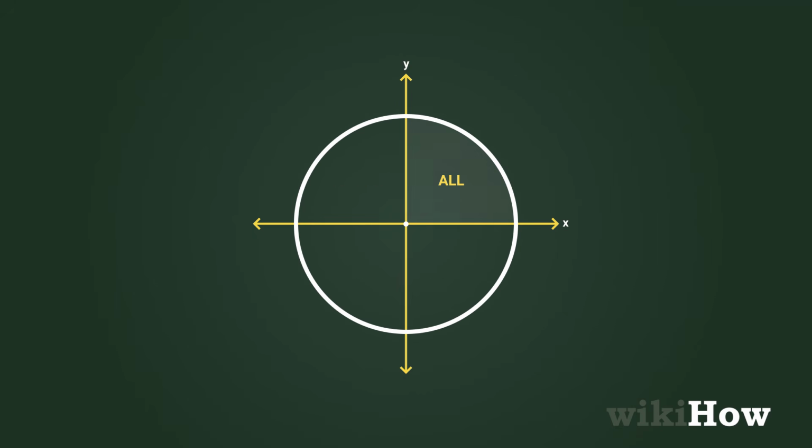All corresponds with the top right quadrant in the circle, or the first quadrant. It means that you'll need to memorize all of the radians in the first quadrant.